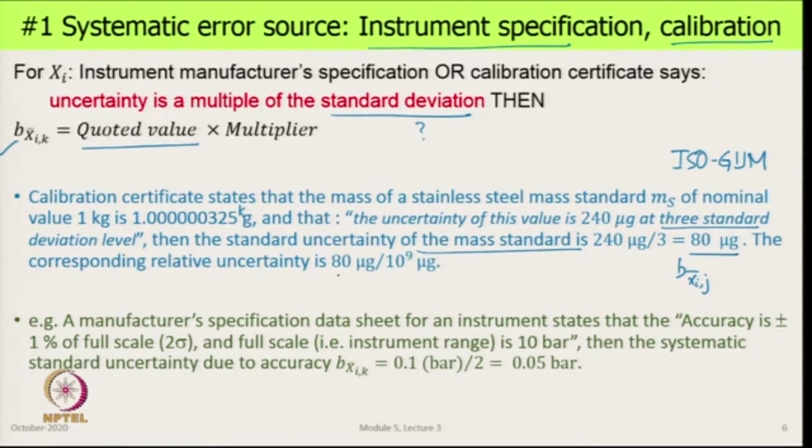And it says the corresponding relative uncertainty is this much. So, you can divide this 80 micrograms by the mean value, which is 1 kilogram, and that is our ratio or a percentage.